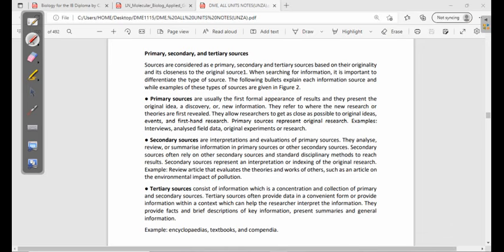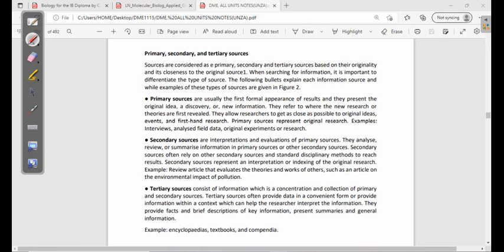Okay. An example of a review article is an article on the environmental impact of pollution. Someone might have already spoken about the environmental impact of pollution, or we've already seen the impact of pollution, but someone just wants to summarize or review the impact of pollution on the environment. Such would be a secondary source.